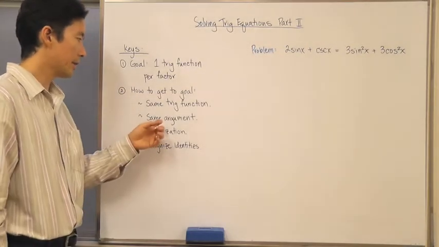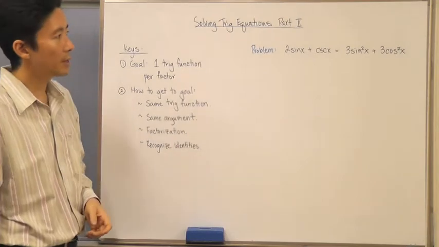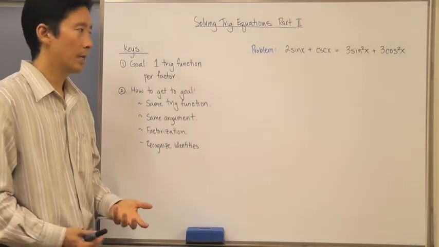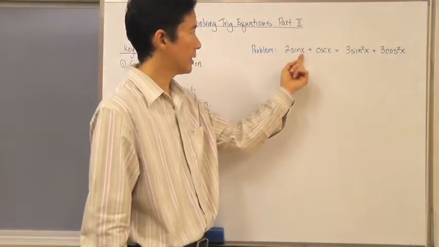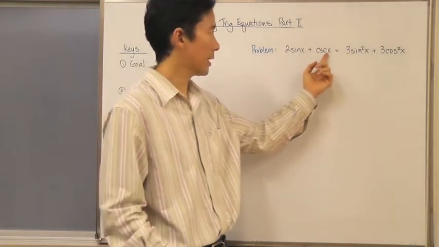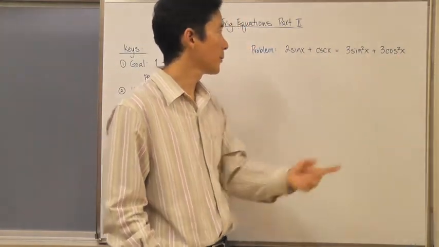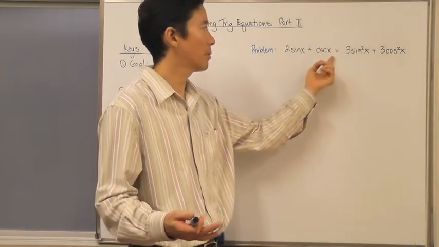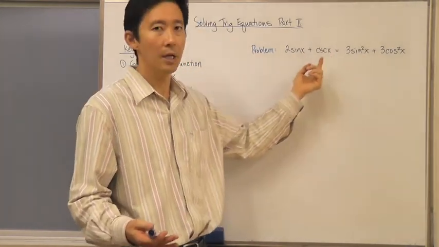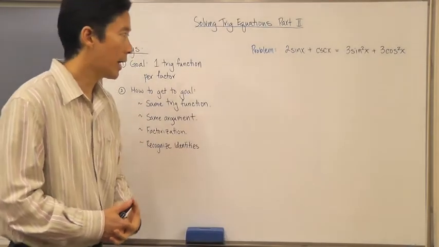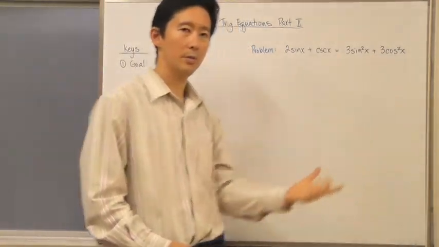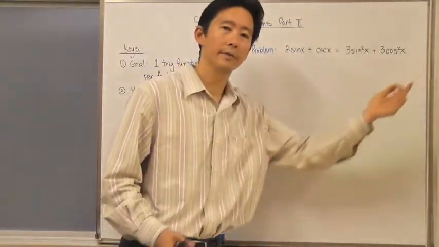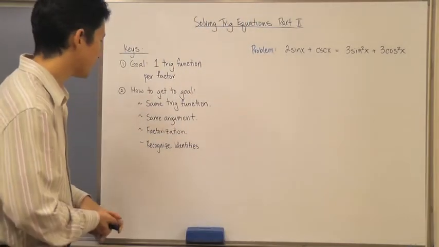Okay. The other thing that we want to do is make sure that all of them have the same argument. When I talk about the argument, it's this. It's x. It's x. It's x. It's x. If this was sine of 2x, then of course that would be a different argument from the cosecant of x. So we want to make sure that we have the same argument as well, and in this case we're lucky enough to know that all of them are the same.